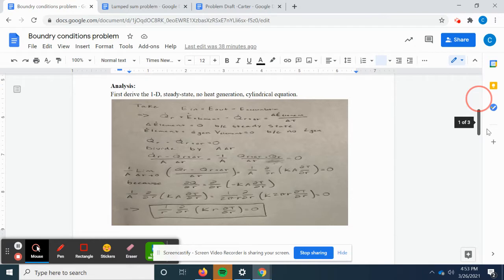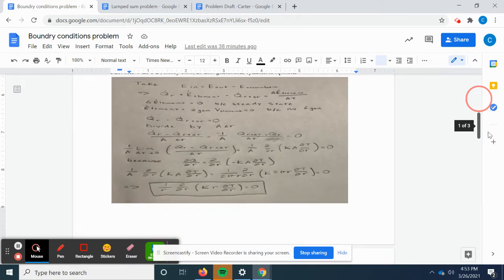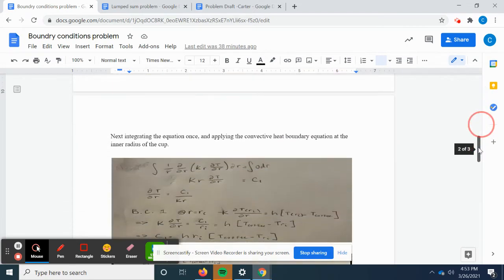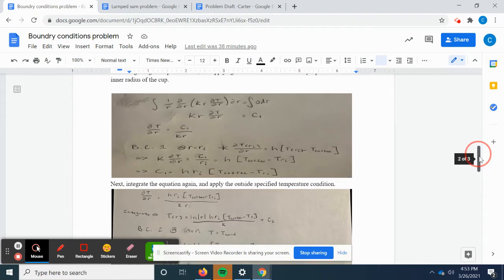And then from there, we can divide by area times delta R, and then we can take the limit as delta R goes to 0. From there, we're going to end up with this final formula. Once we have that, we can integrate once and apply a boundary condition that the convective flux at the inside of the cup, from the coffee, equals the heat flux. And then from there, we can solve for C1.